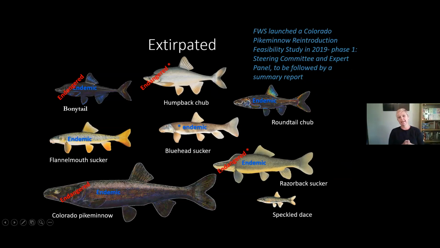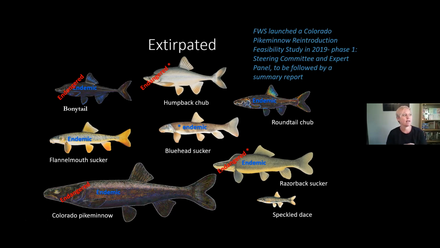So back to our 8 native fishes. 3 of those 8 are currently extirpated from Grand Canyon, meaning they no longer exist in Grand Canyon. And that's the bonytail, the Colorado pikeminnow, and the roundtail chub. And I will say that in 2019, the U.S. Fish and Wildlife Service launched a Colorado pikeminnow reintroduction feasibility study.